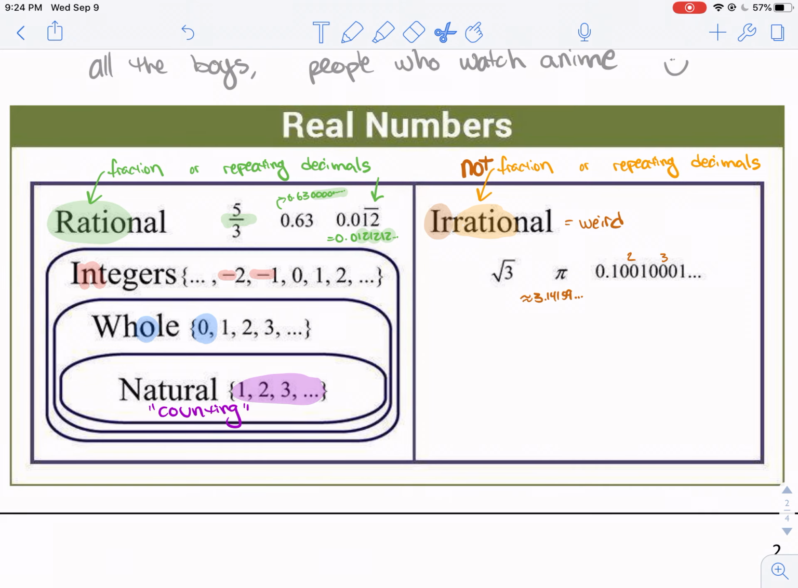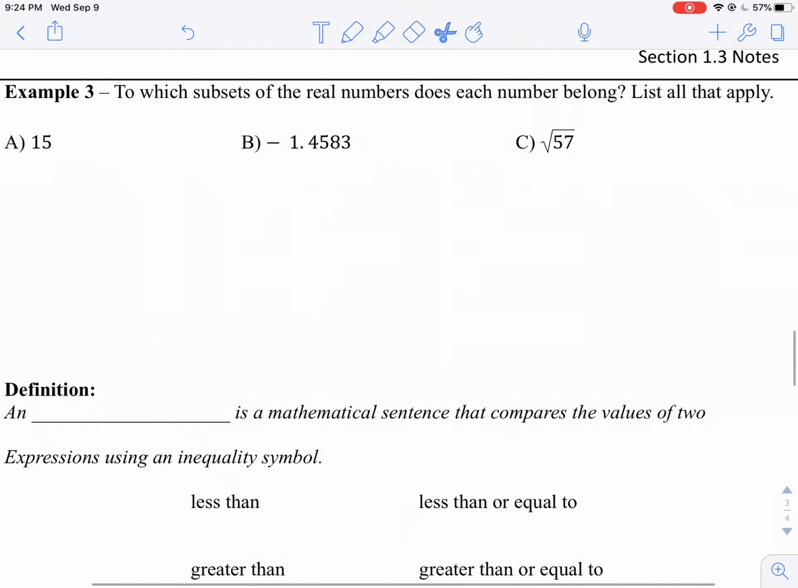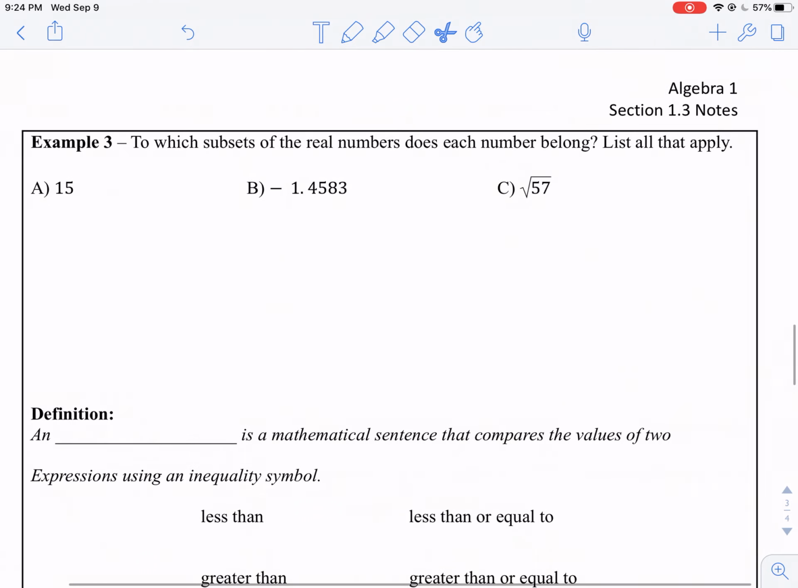So if I wanted to list all the subsets that 0 is in, 0 is a whole number, it's an integer, it's a rational number, not irrational, and it is a real number. Let's go ahead and list all of the subsets to which the real numbers belong. Pause it and check your answers.